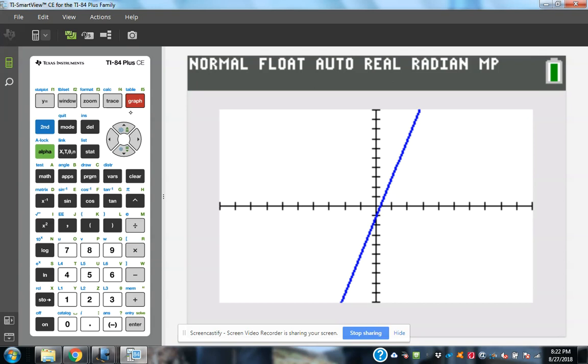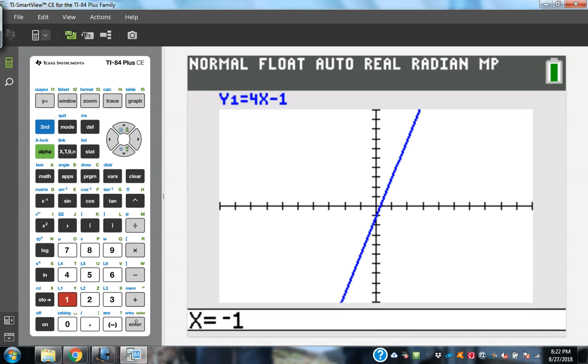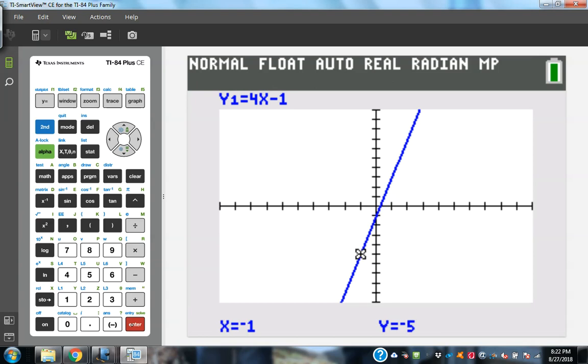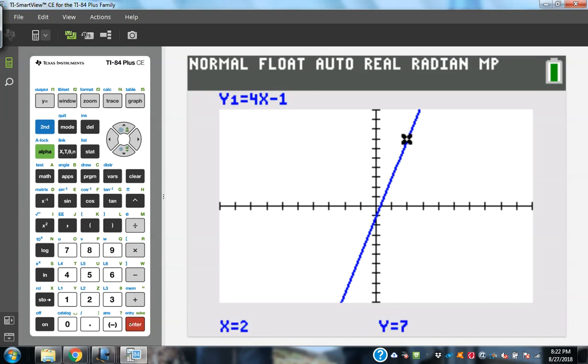Another sweet thing about that is I can hit this trace button and then type in any of those x values that I plugged in. Try negative 2. Look what it got me for the line. If I type in negative 1. Boom. -5. I didn't do another negative. It's 0. Boom. There's -1. +1. Boom. +2. Boom. Same y values that I found by hand.